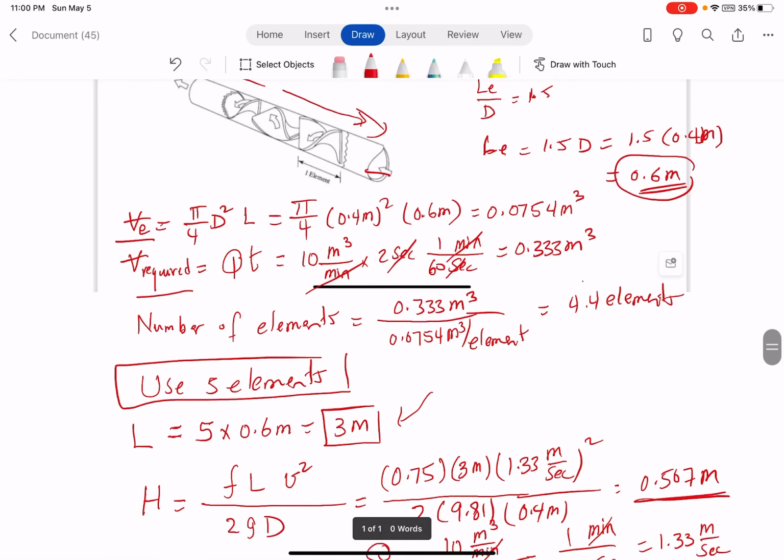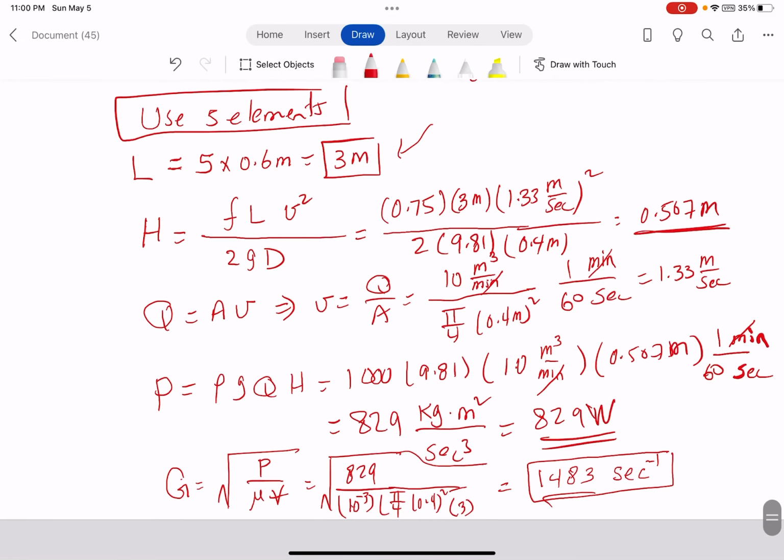This is how we design a static mixer. Hopefully this will clarify.